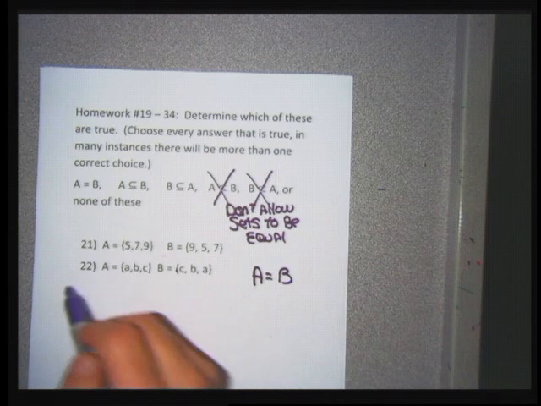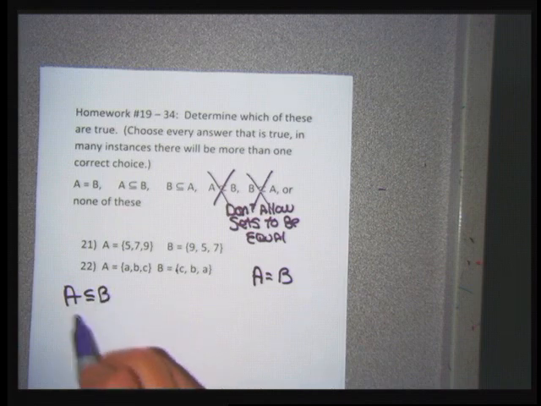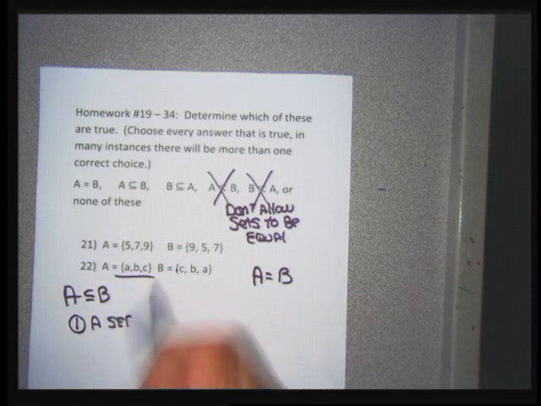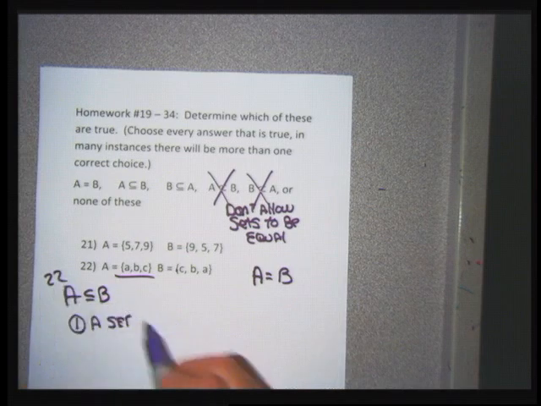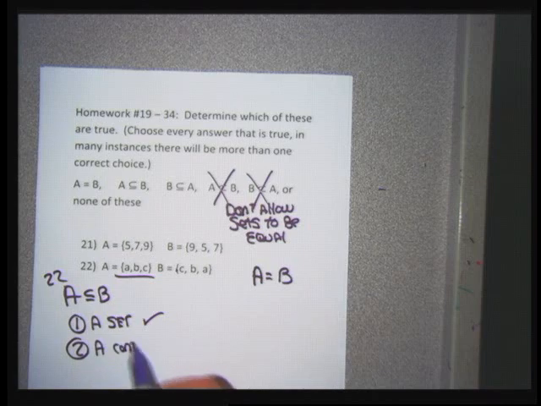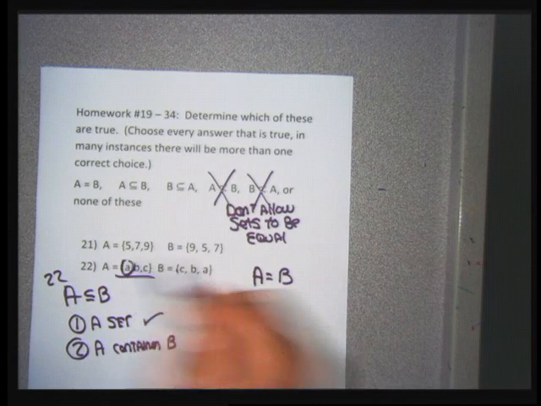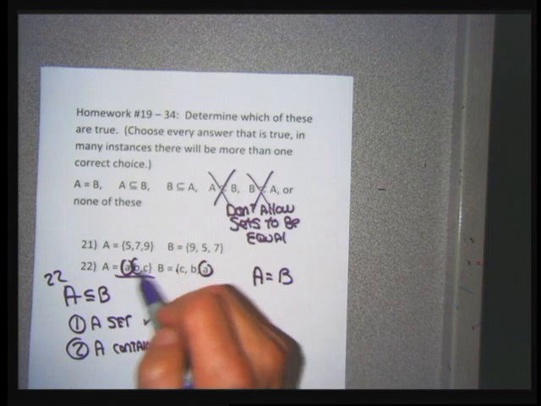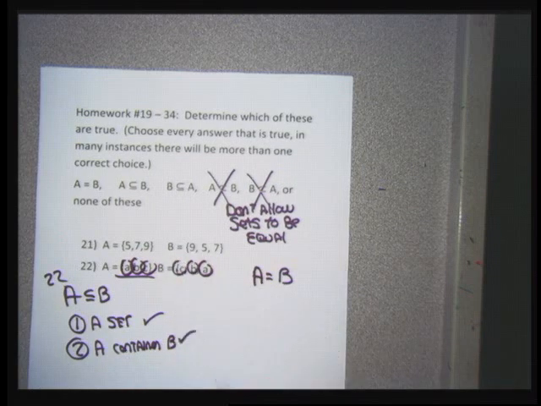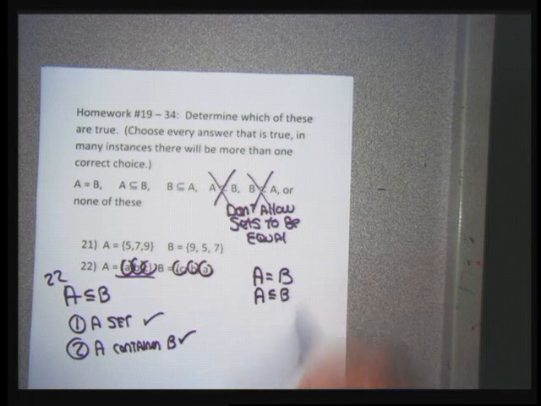Let me show you that this is true, that A is a subset of B. There's two checks. One, A needs to be a set. A is in set braces for problem 22. So that's true. And two, A has to be contained in B. A has the letter A, which B has. A has the letter B, which B has. A has the letter C, which B has. So that's true. So A is definitely a subset of B. So that needs to be in my answer as well.